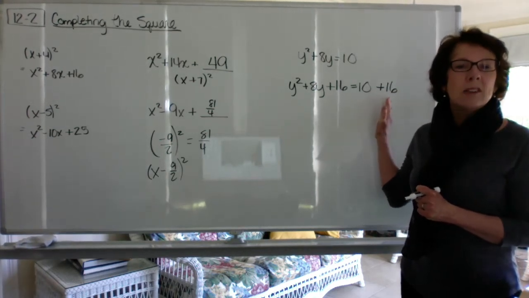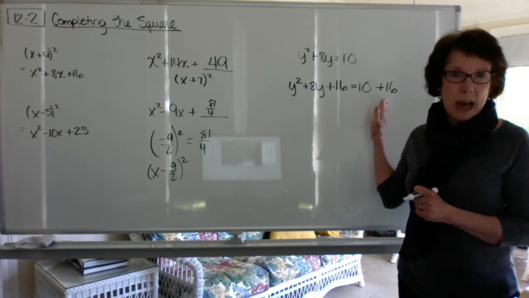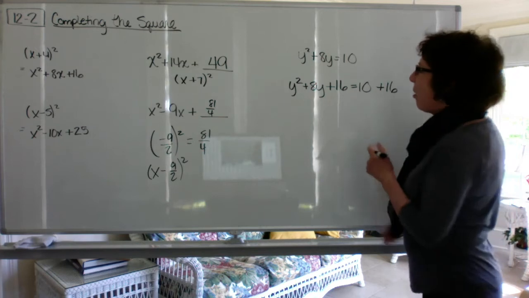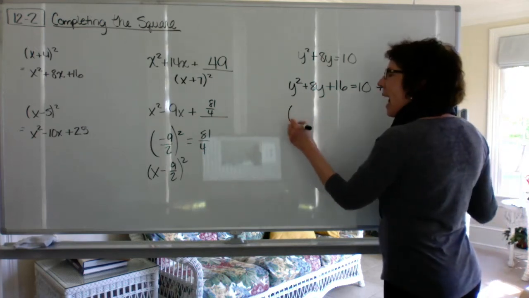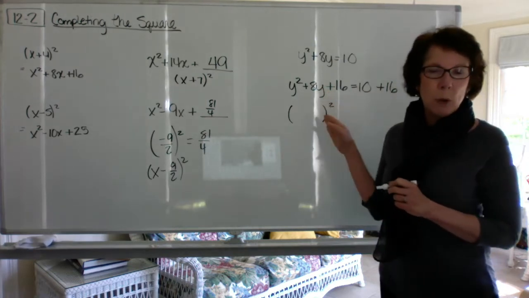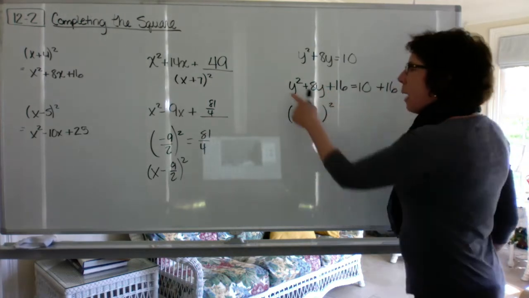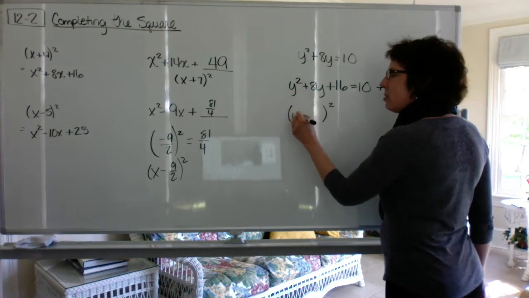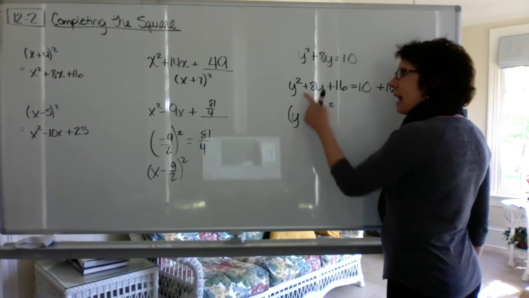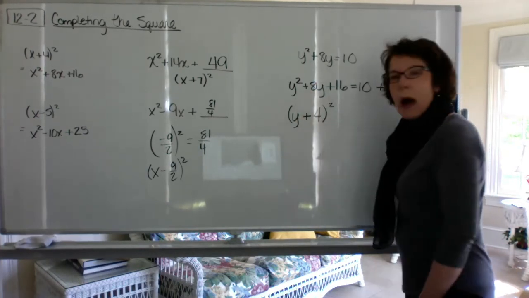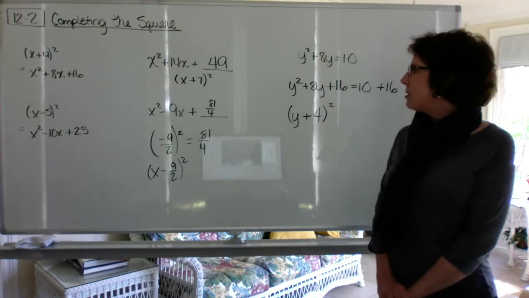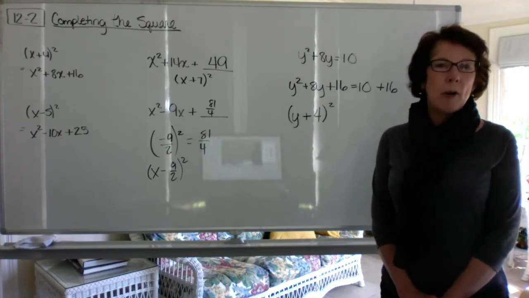They will forget to add the 16 to the other side, and then you can't get the right answer. Okay, so now let's go ahead on the left side, and this is going to be the beauty of this, we're going to factor this perfect square trinomial. The square root of y squared is y. The square root of 16 is 4, and this is a plus sign, so I have y plus 4 squared. Y plus 4 squared gives me y squared plus 8y plus 16 when I multiply it out.